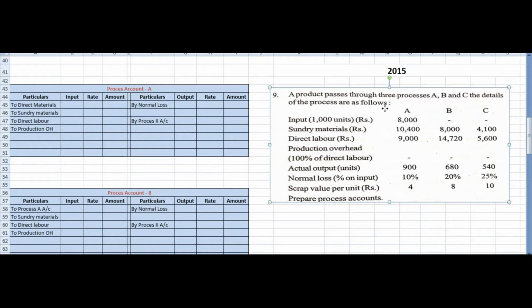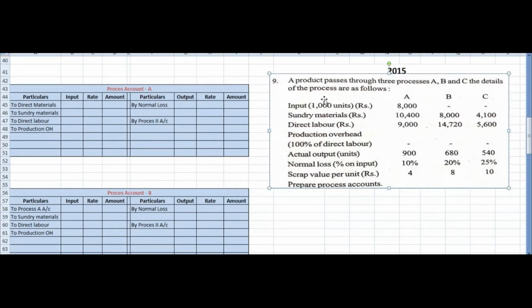Asking you. Now the question is like this. A product passes through three processes A, B, and C. The details of process A are as follows. I'm not taking B and C, only take A. So for A only, the input is how much? 1000 units. The input is always written as a direct material.